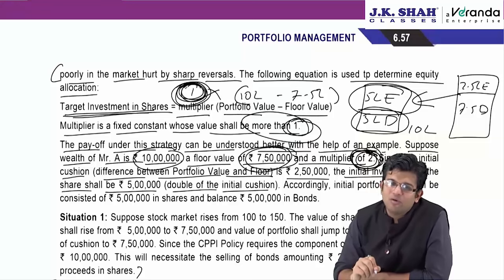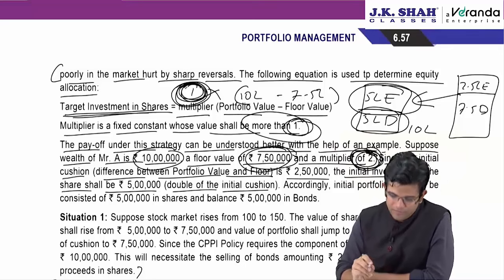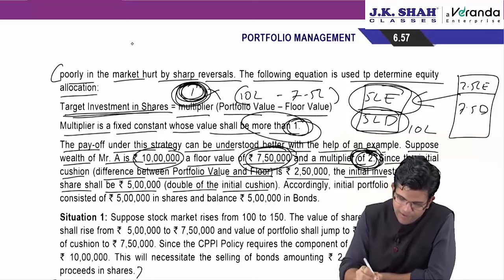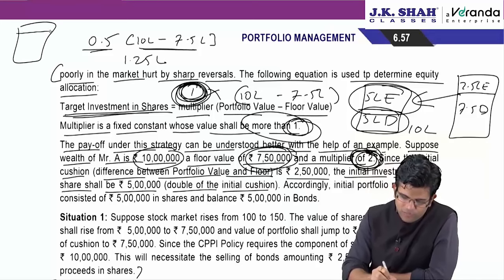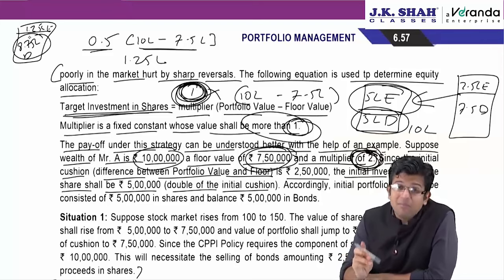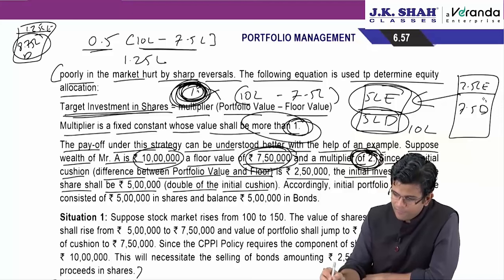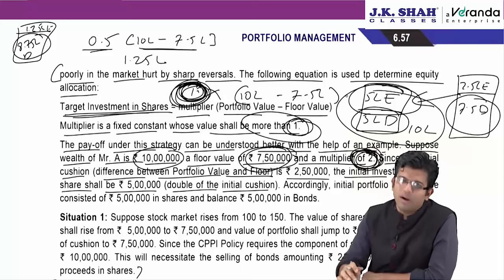But of course this cannot go below 1. Why can it not go below 1, students? Because if it goes below 1, you are breaching your cushion. Let's say it is 0.5, so it was 10 lakh minus 7.5 lakh into 0.5. What does that mean? 2.5 lakh into 0.5 is only 1.25 lakh. Your portfolio will be only 1.25 lakh in equity and the balance 8.75 lakh in debt. This much floor you don't want, correct? You want a floor of only 7.5 lakh. So the minimum multiplier has to be 1, so that the floor at least is 7.5. Then if you want to take more and more risk, the multiplier will keep increasing. I hope you understood, yes?